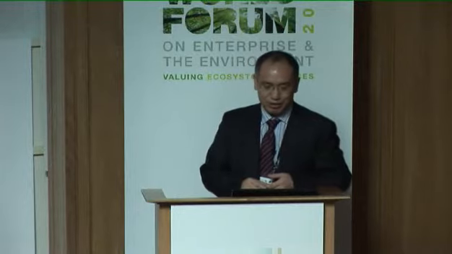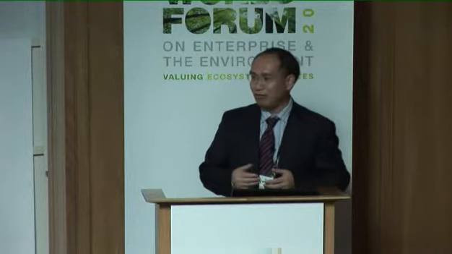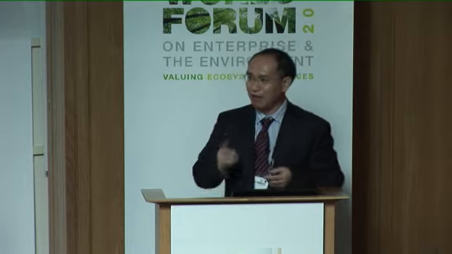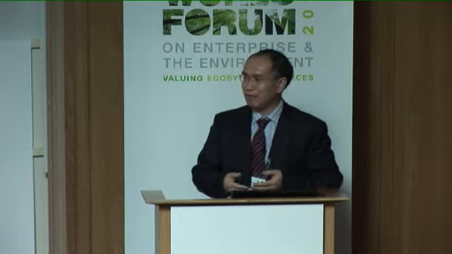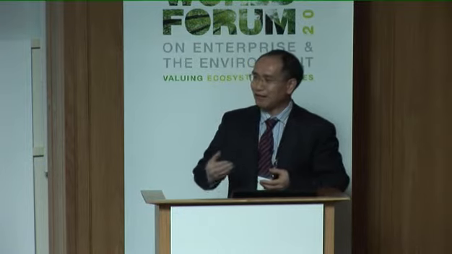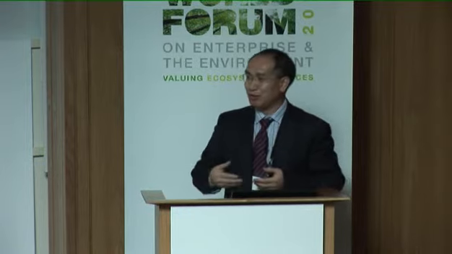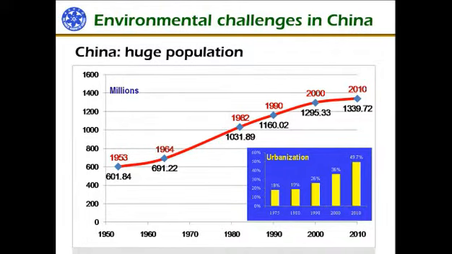China also has a huge population. You can say every 6 people in the world, one is Chinese. It means we need land to produce food. We need to collect fuel from the forest, from grassland. It makes a huge pressure on ecosystems.